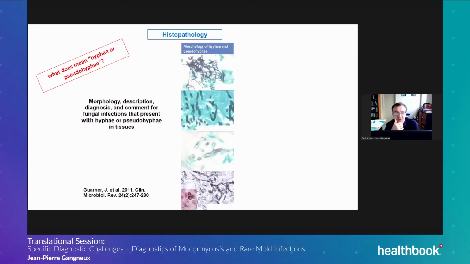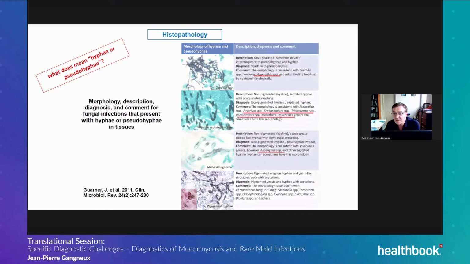And usually histopathology is considered as the gold standard. But I like this paper because the question is, what does it mean, hyphae or pseudo-hyphae? And here you can see four slides with filaments. And what is interesting is to see that it is not so easy sometimes to have the good diagnosis. Of course, in a lab that is skilled in fungal infection, then it is quite easy, but in many labs, it's not so easy. And here, if you look at the first slide, it is Candida. And the morphology is consistent with Candida.